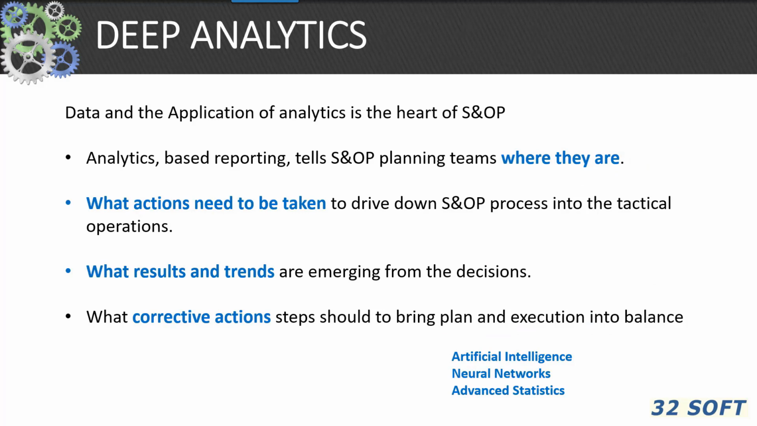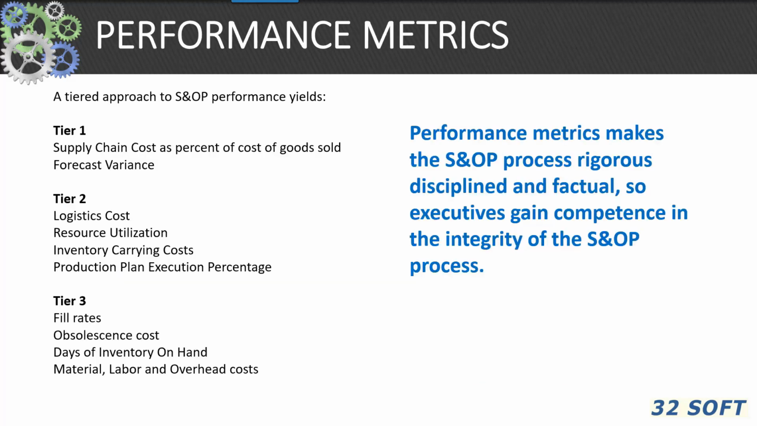S&OP is basically the heart of data analytics. This allows us to tell the S&OP planning teams where we are, what actions need to be taken, what results and trends are emerging from our decisions, and what correcting actions should be in place to bring execution into balance. The use of artificial networks, neural networks, advanced statistics are tools in this process.